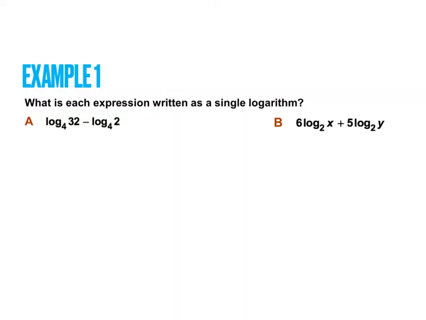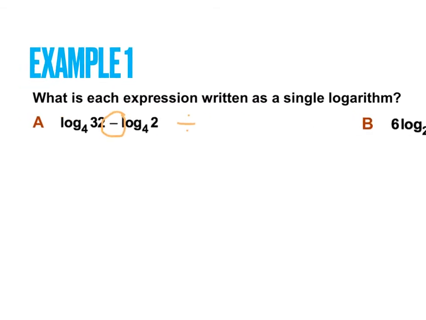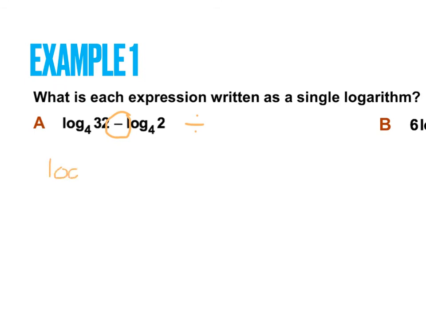All right, our first example. What is each expression written as a single logarithm? So we're trying to condense this. We have two logarithms here, so we're trying to condense it into one. We see that we have subtraction in here, and we know that division goes with subtraction. So what we're going to do is write log base 4. The first number, so our first log, goes on top. So 32 over 2. And the second number just goes on bottom.